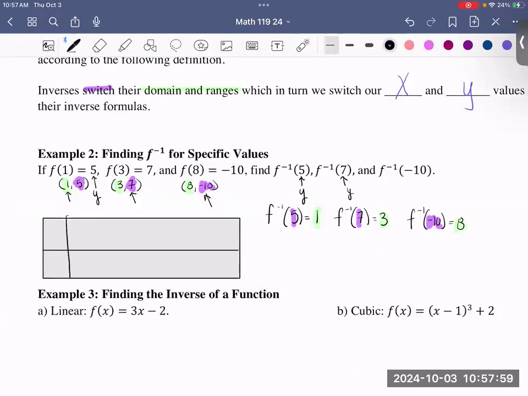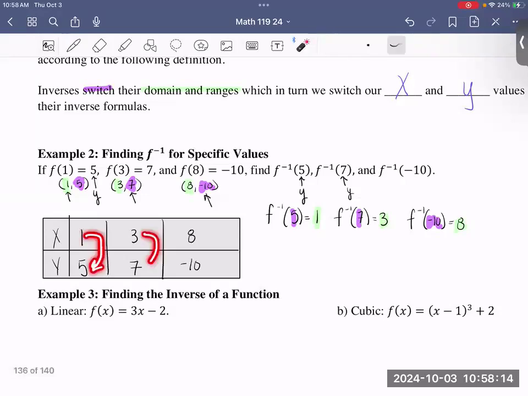Right here, x, y, right? We have 1 mapped to 5, 3 mapped to 7, 8 mapped to -10. Instead of going from x to your y, x to your y, x to your y, we're going in the reverse. We have your y value, we're going to find your x value. Y to x, y to x. So if that makes a little bit more sense in the chart formation, then great, by all means, build a chart or use your coordinate.